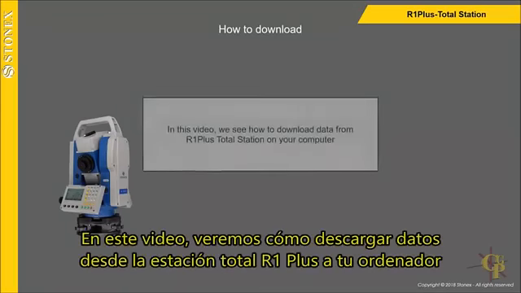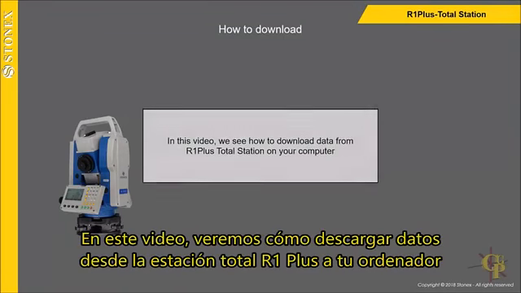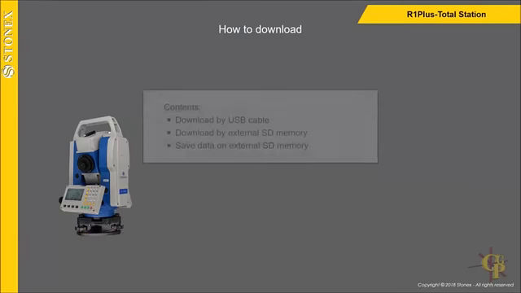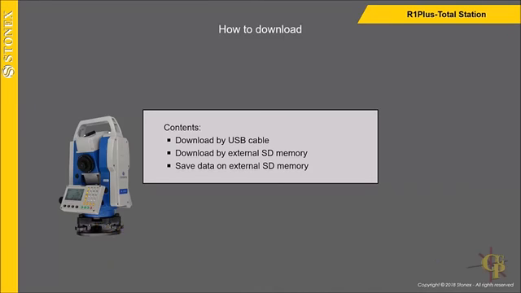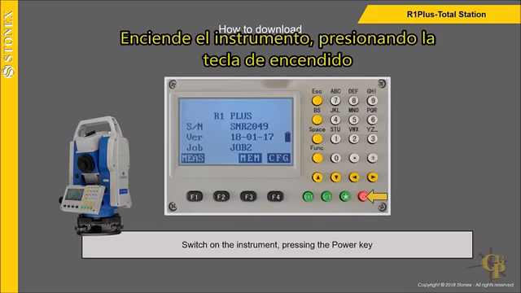In this video, we see how to download data from our OnePlus Total Station on your computer. The operation is possible using a USB cable, an external SD memory, or saving data on external SD memory. Switch on the instrument, pressing the power key.